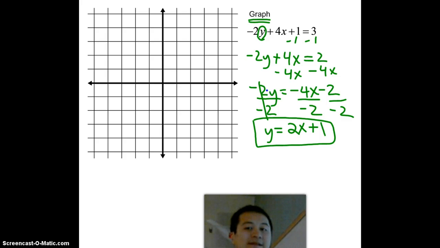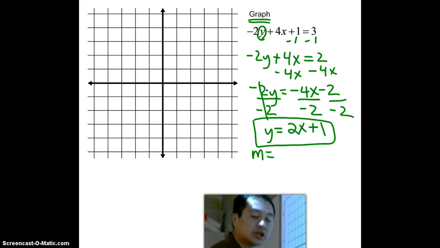Now, does that look like y-intercept form? Does it look like y by itself, everything else on the other side? Good. Now I could graph it. When I graph it, I need 2 things: the slope and a point. What's the slope here? What's my m here? My m, it looks like 2.